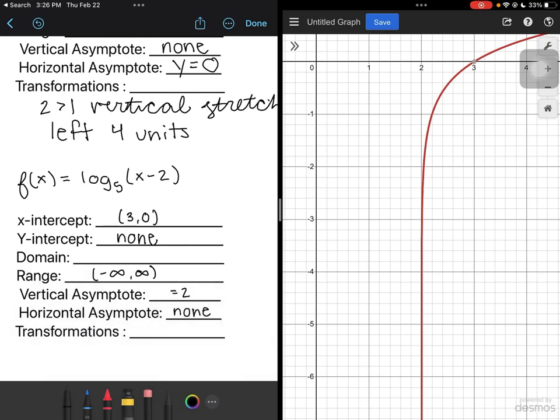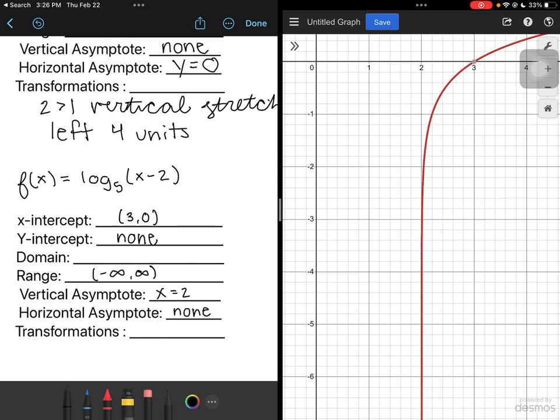Because it's a vertical line. Okay, so we have our vertical asymptote, and when you click on the line, it even tells you x = 2, undefined, which means that's our asymptote there.